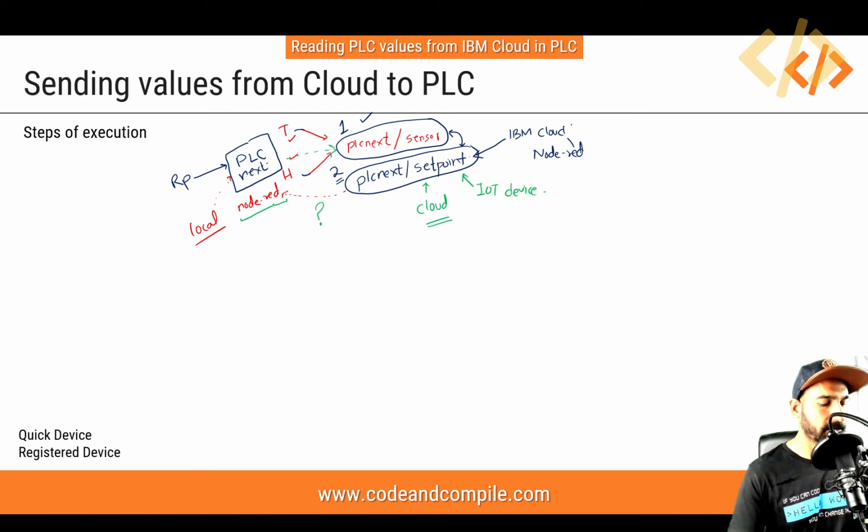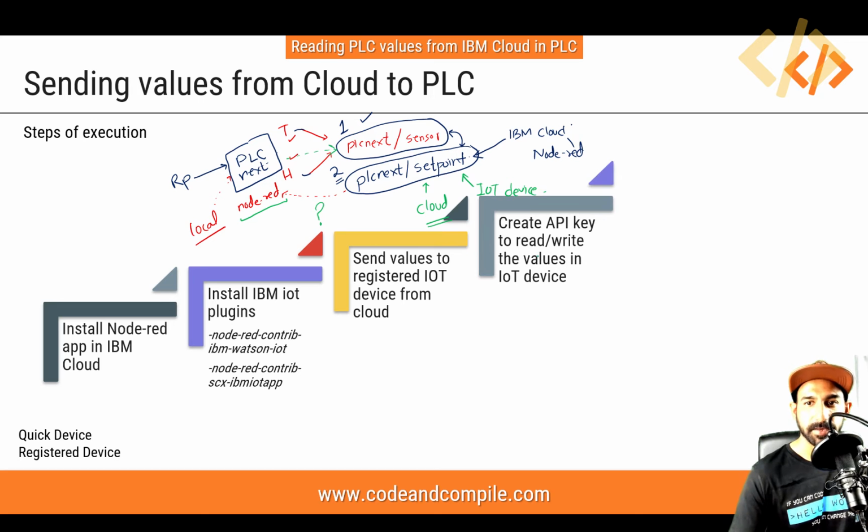So for that, we have a step. The step is to create an API key to read and write the values in the IoT device. So we have to make an API key which will help us connect to these cloud devices. Okay, now where do we create this API key?